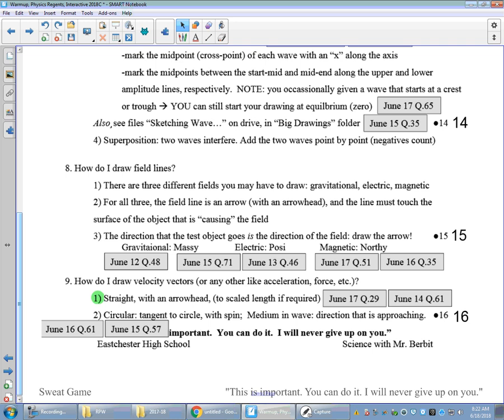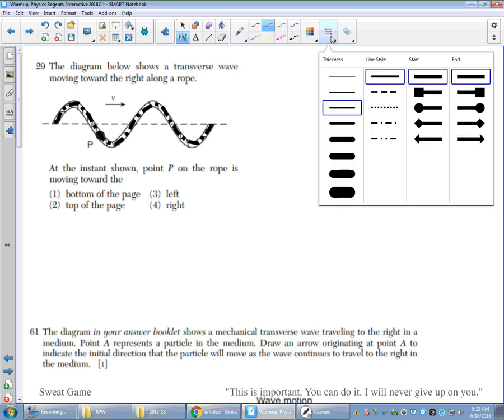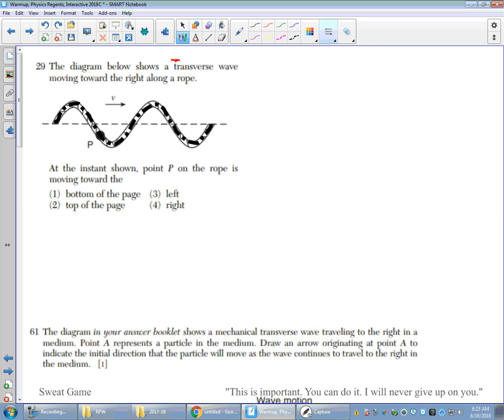Now watch out with the circle problems. They like to ask about the different vectors. And they also like to ask about which way the wave, the medium, will go next. So let's look at a couple of those real quick. This one's been a staple lately, meaning it shows up all the time. The diagram shows a transverse wave. Transverse, of course, starts with a T. Let's make it a capital T. Flip it over, perpendicular. That means the medium vibrates perpendicular to wave motion.